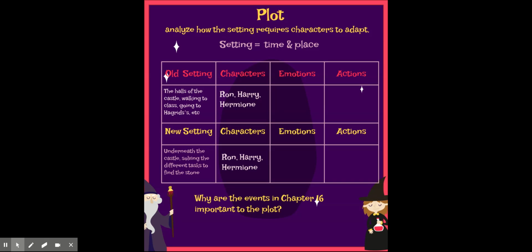So, one of the settings that we're familiar with is the halls of the castle, walking to class, going to Hagrid's, the normal day to day life of being at Hogwarts. The characters involved in this, as we know, are Ron, Harry, and Hermione. Well, what do they feel when they're doing normal things day to day? Typically, they feel things like peaceful, they might feel happiness, normal, regular emotions.